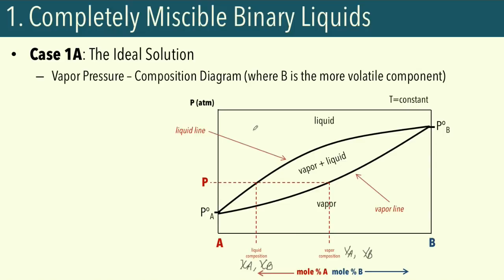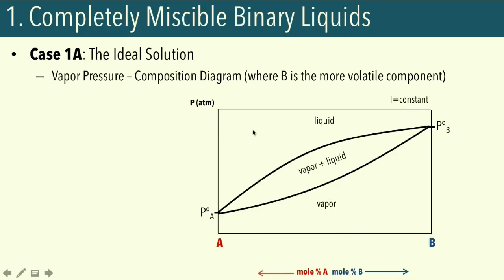We could also investigate what happens if we have a system of a fixed overall composition, and see what happens if we decrease the pressure, for example. Let's start with a composition of 15% B and 85% A. Say that we start with this particular pressure over here.